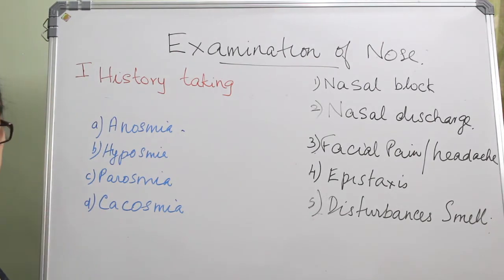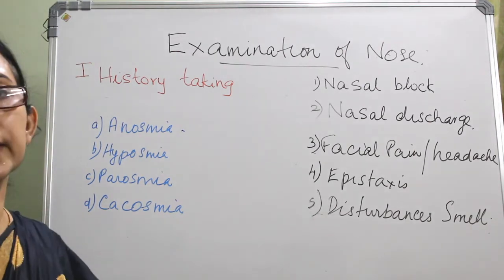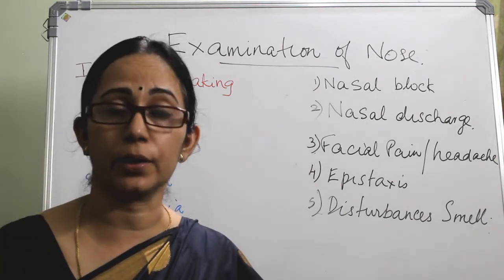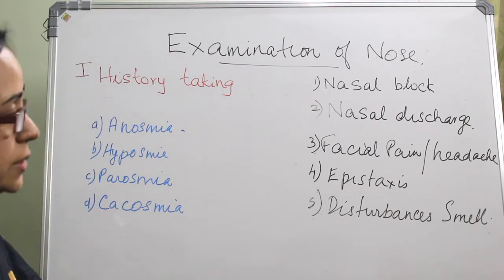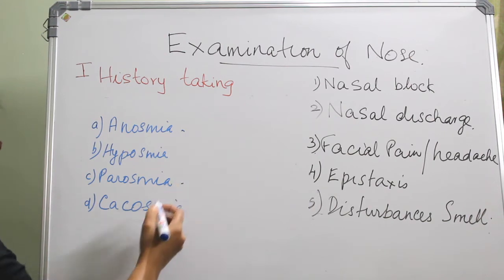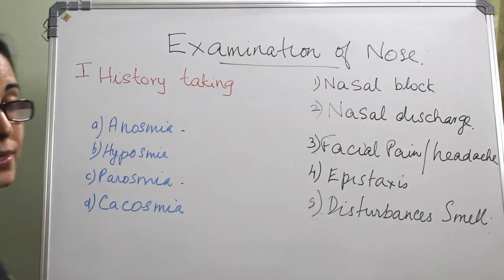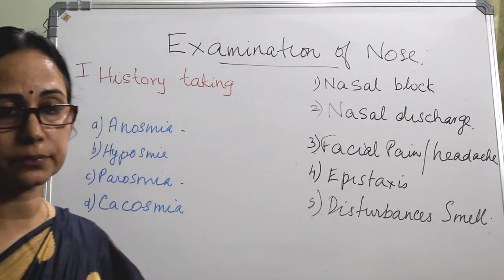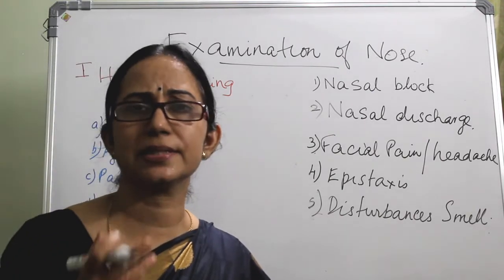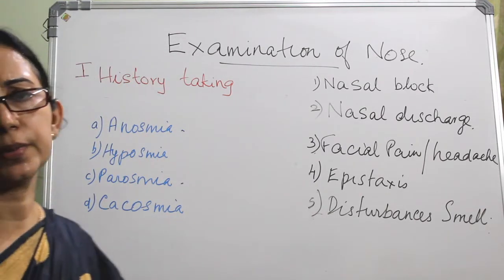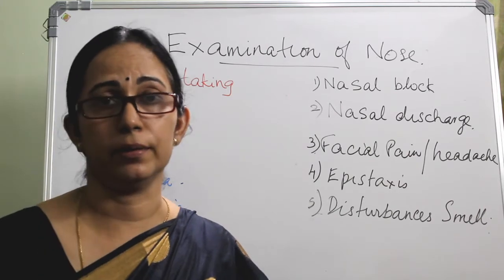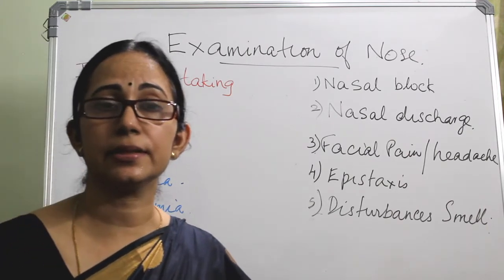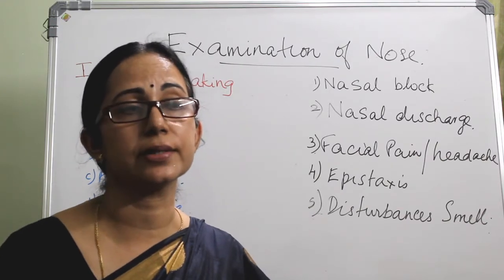Then hyposmia is reduced sense of smell that you will get in any mass lesions like ethmoid polyp or an antrochoanal polyp, or even in allergic rhinitis you get hyposmia, reduced sense of smell. And what about parosmia? Parosmia is an altered sense of smell. Okay. Patient has the perception, but it is altered, right? Again, parosmia is commonly seen in allergic rhinitis. And cacosmia, what is that? Any smell perceived as foul. That is cacosmia. You get it in sinusitis, especially in case of allergic fungal rhinosinusitis.